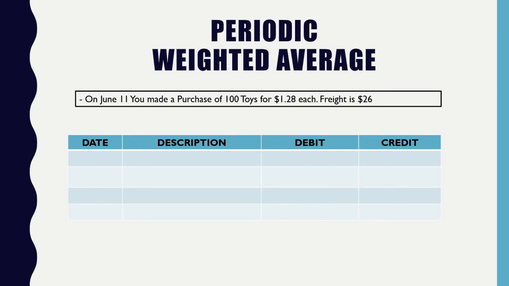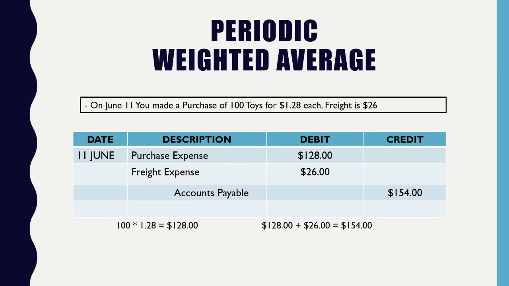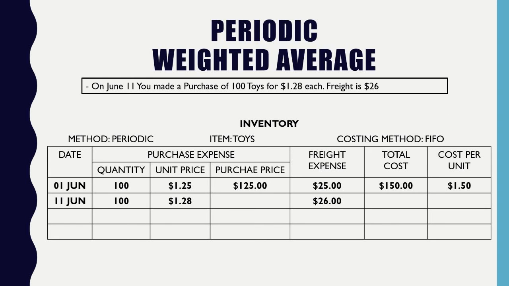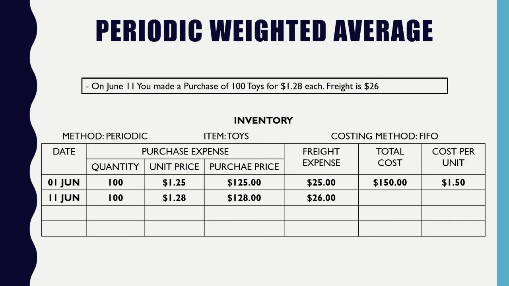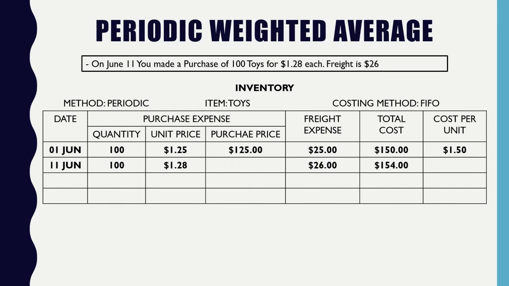Now we're gonna do the second one, which is June 11th, making a purchase of 100 toys at $1.28, with the freight of 26. So again, purchase price, freight expense, accounts payable. Okay. Then we're gonna plug it right back into our inventory worksheet. So now again, purchase price is there, the total cost is there. And then now the question is, are you going to solve for your cost per item?